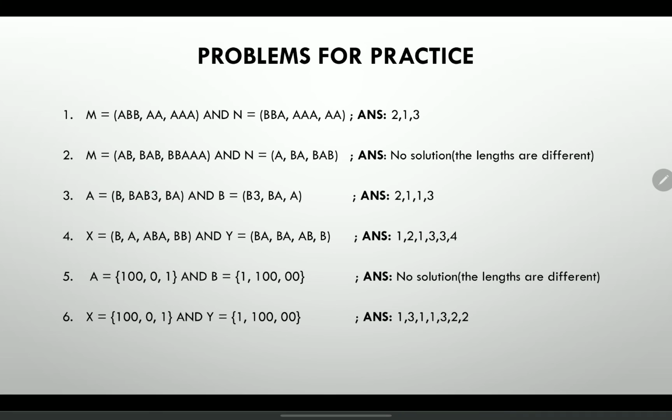And another thing I forgot to say is that if the total length of all the elements in the list are different, then there are chances that there does not exist a solution. For example, in the second question we have AB, PAB, BB, AAA, and in the second list A, BA, and BAB. Here the length of all the elements in the first list is greater than the length of elements in the second list, and we can say that there is no solution for this PCP. Likewise, in the fifth question also, as the lengths are different, we have no solution.